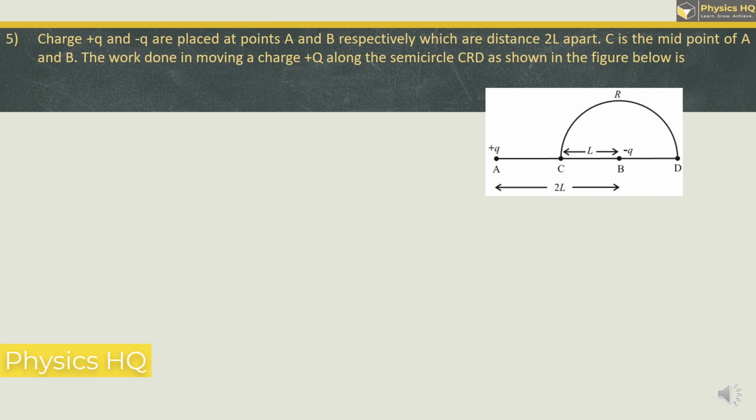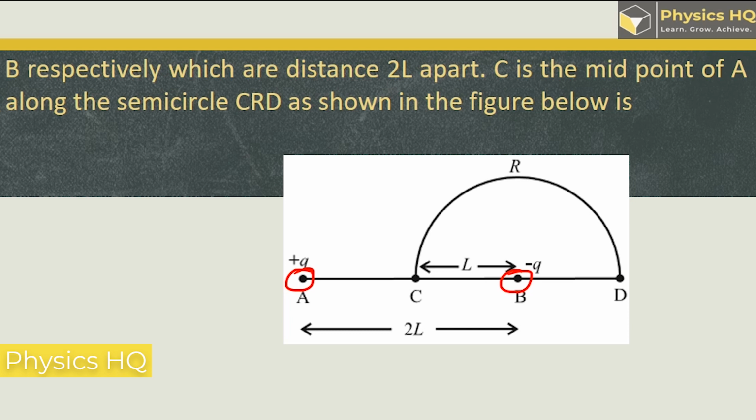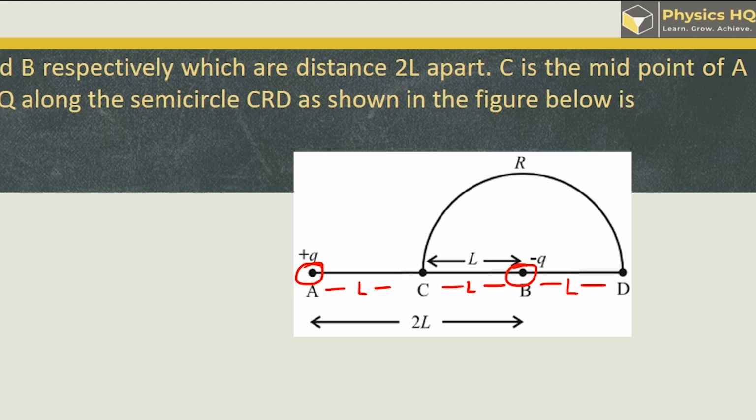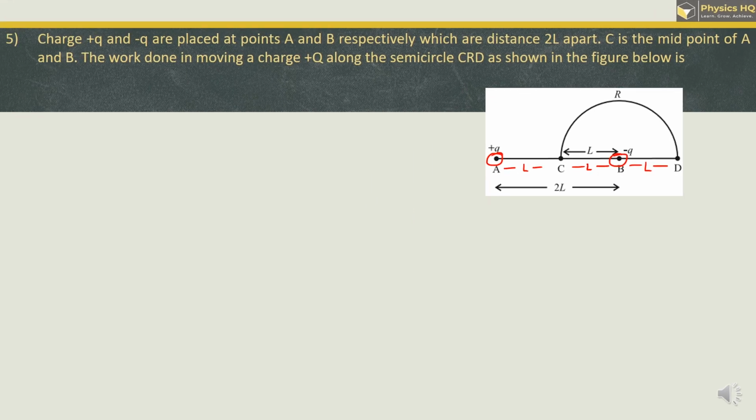Charge plus Q and minus Q are placed at points A and B respectively, which are distance 2L apart. So this will be L, this will be L, and since this is the semicircle, this distance will also be L. BD will also be L. C is the midpoint of A and B as they have mentioned. The work done in moving a charge plus q along the semicircle CRD, this path as shown in the figure below, is how much? So these are the options that we have.